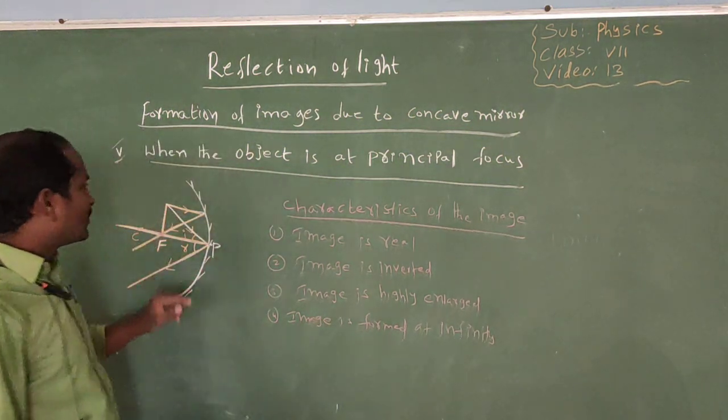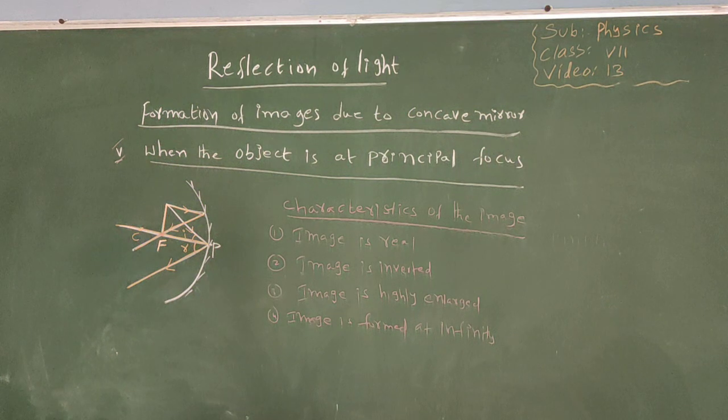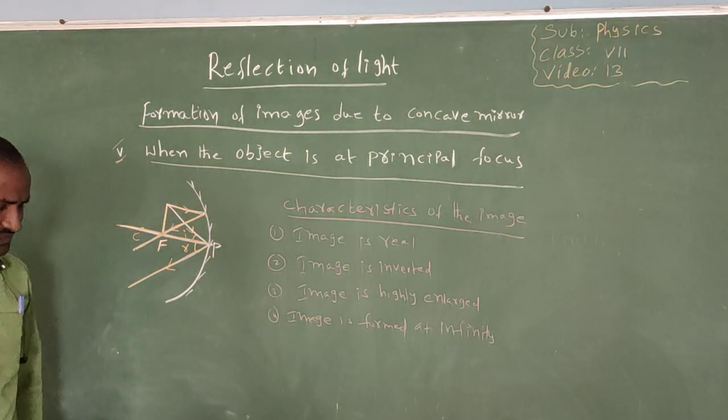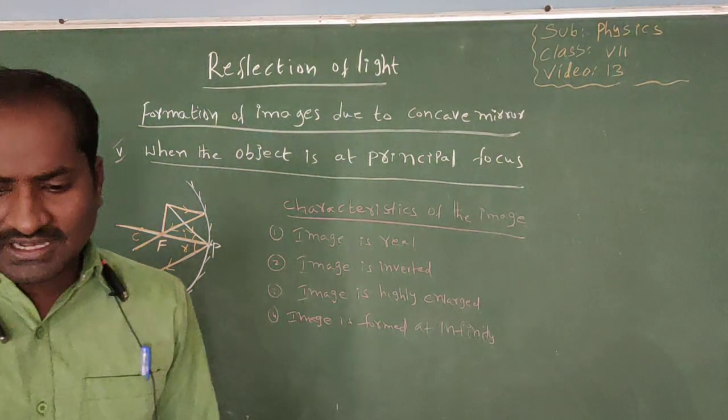When the object is at focus, what are the characteristics of the image? The image is real, inverted, and highly enlarged. The image is formed at infinity.